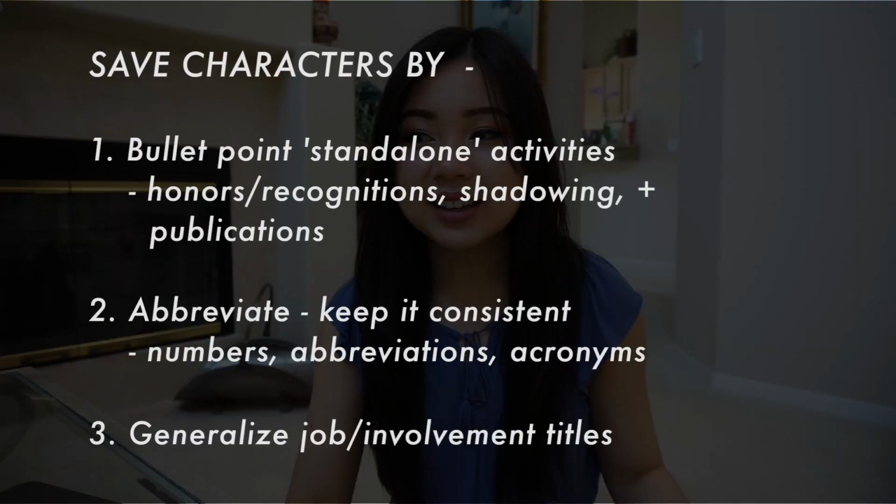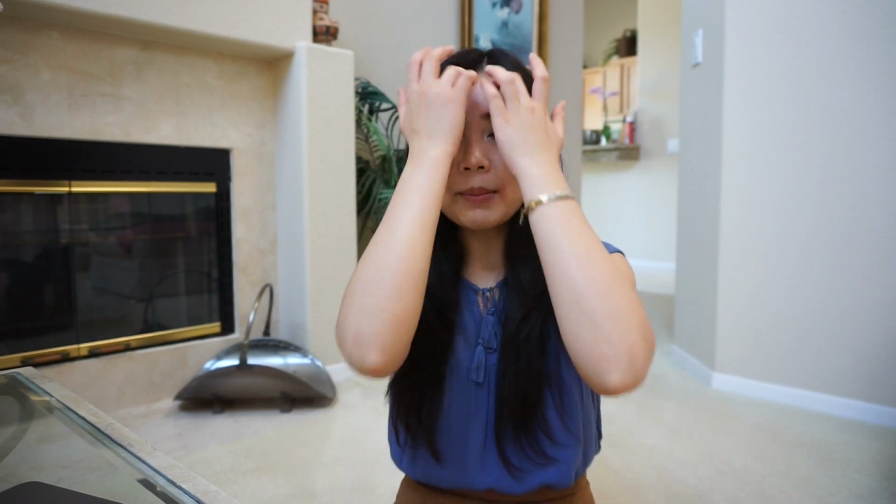Tip number 7, save characters. I'm going to throw some bonus tips at you to condense your character count, since I definitely struggle with that. One, bullet pointing activities that are universally known or can stand on their own. For example, I did this with the honors, awards, recognitions section. For any GPA distinction, the terms summa, magna, or cum laude can stand on their own. You can also mention the honors associated with your major. Phi Beta Kappa is also something that's universally known.